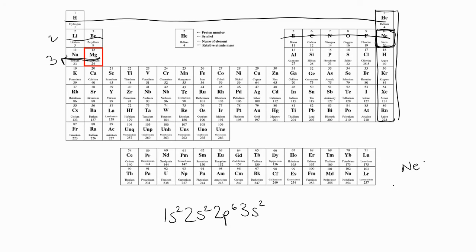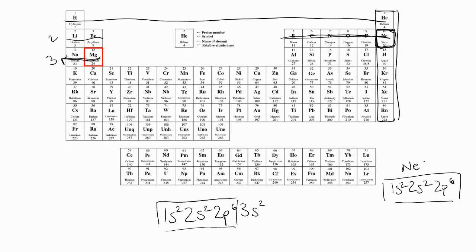It's going to be 1s2, 2s2, and then 2p6. Neon's at the end of the block, so 2p6 is where we'll end. If you compare this configuration to this configuration, you can see that this section right here, 1s2, 2s2, 2p6, is the same as this.